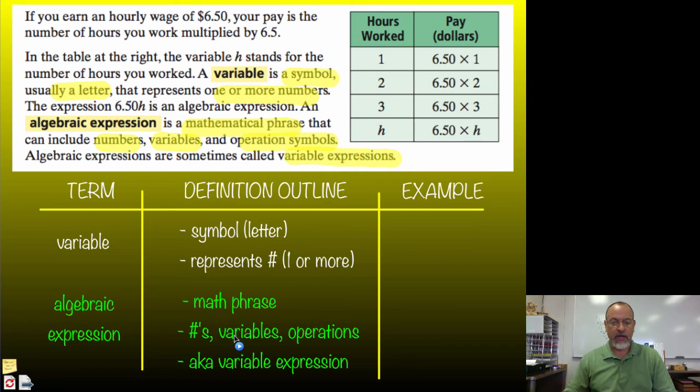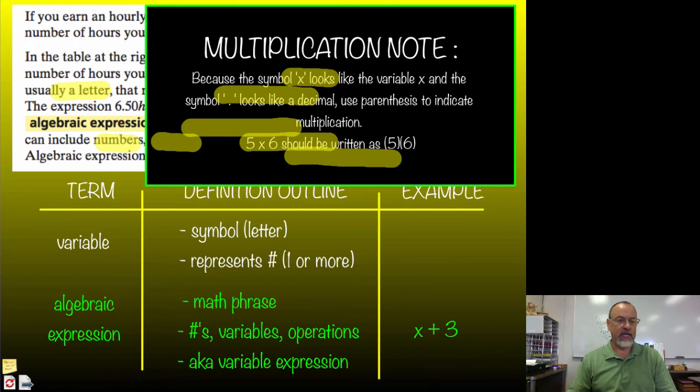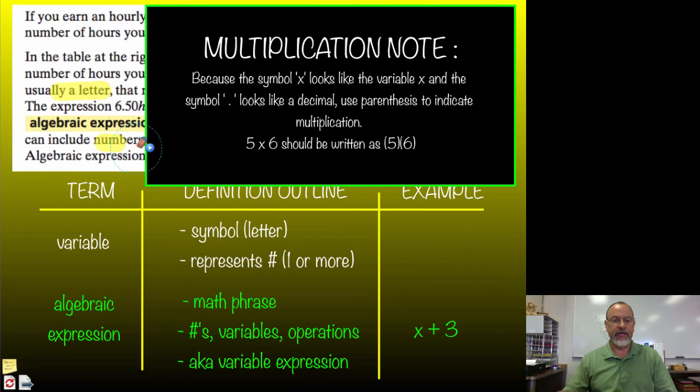Okay, now an example of that would be x plus 3. Here we have a variable, here we have an operation, and here we have a number. So this entire thing together would be an algebraic expression. Now, when we're talking operations here, I want to take a note here. Let me erase this stuff here because we don't need that.